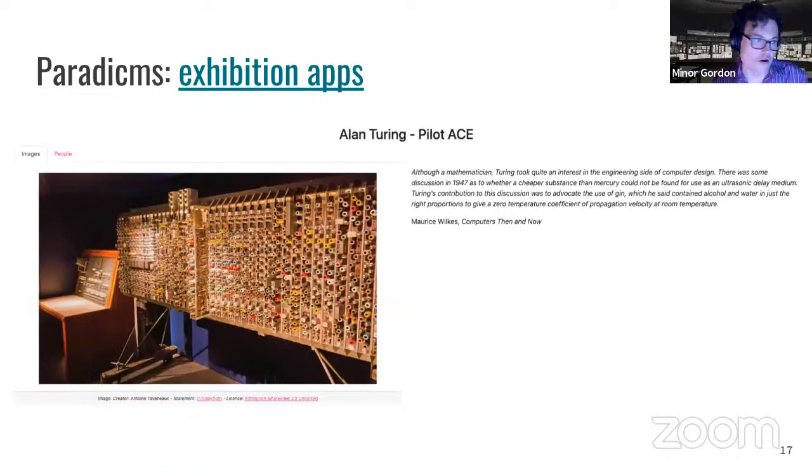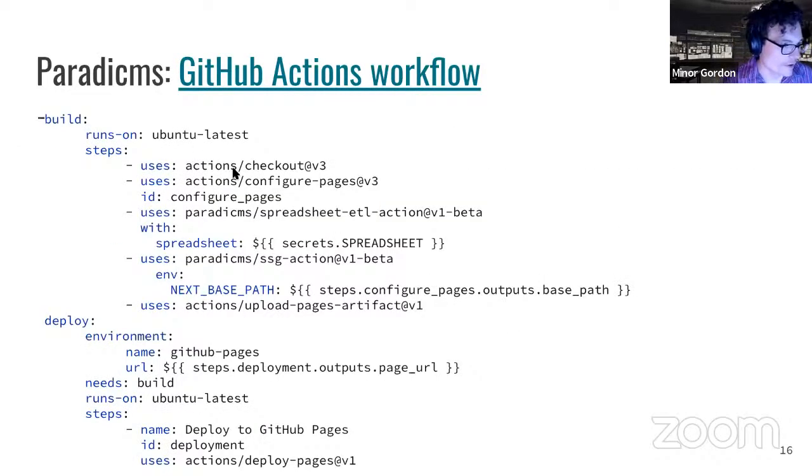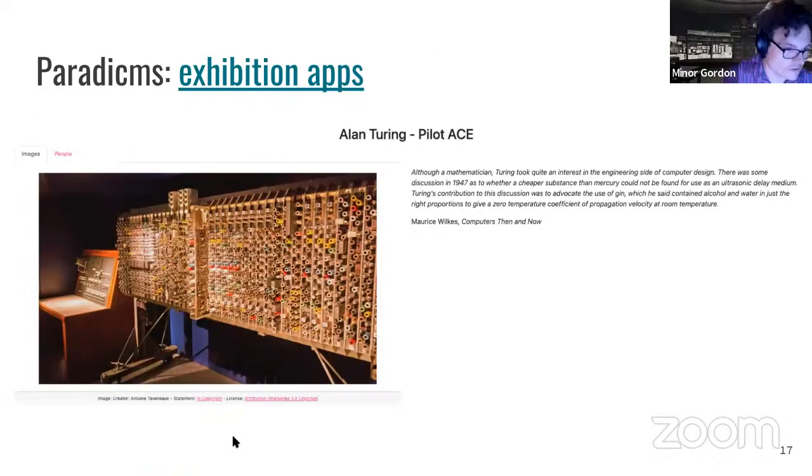What does this look like once it's all published? So this was chaining ETL from the spreadsheet, translating the spreadsheet with JSON-LD to RDF, and then putting the RDF into the static site generator, and then uploading that to GitHub Pages static site hosting. What does this look like?